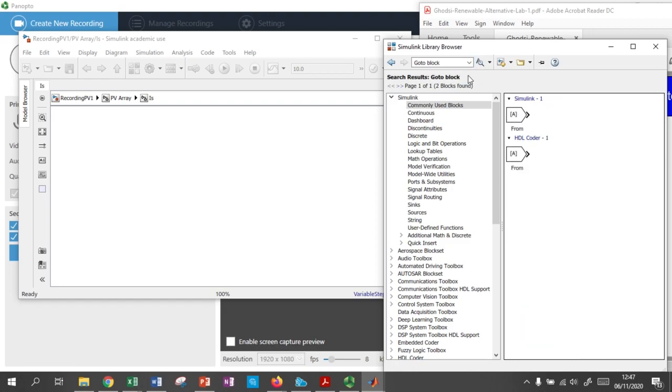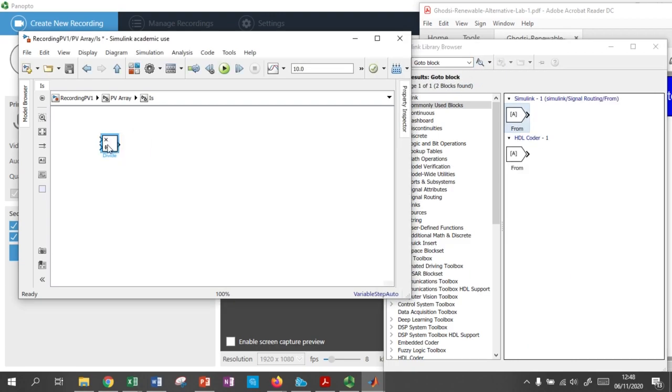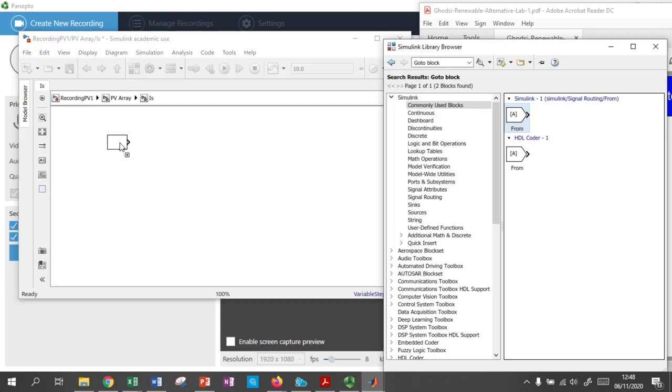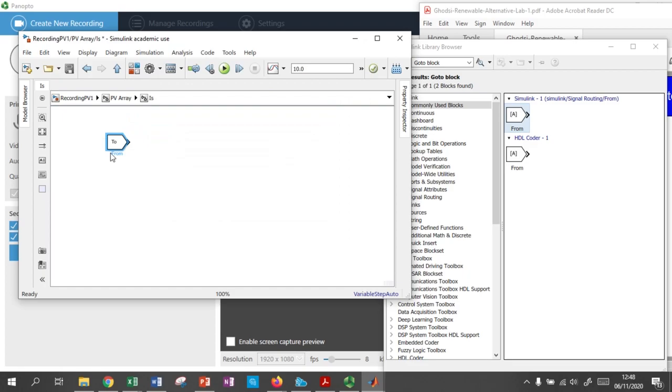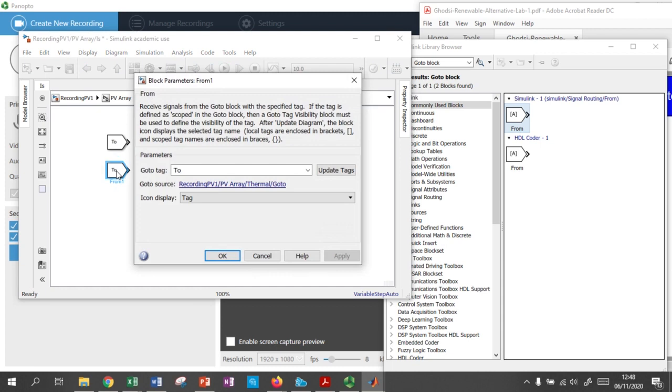In the go to block, I will copy this one, Control V. Oh, sorry, I made a mistake. I should drag it. And this is the TO. In the previous subsystem, we made this one. I will have two of this one. One of them is TO, one of them is TREF.